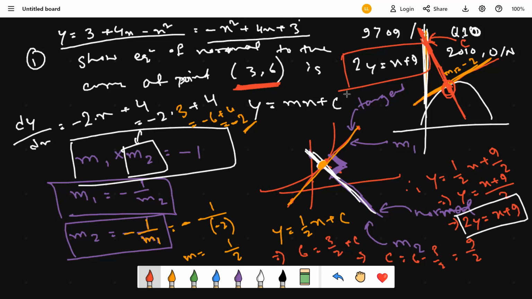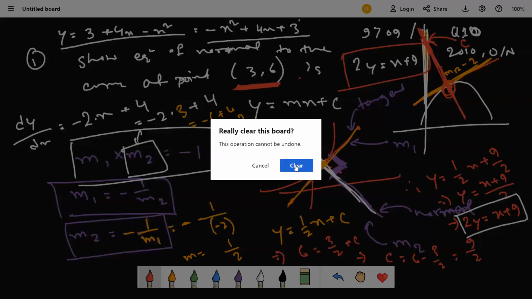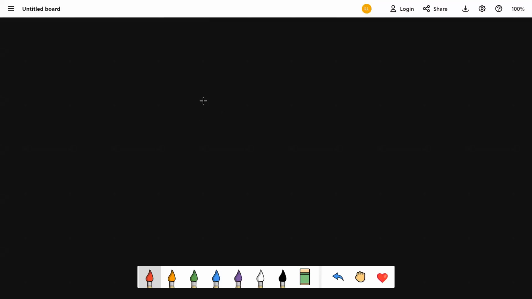Moving on to our next question, the second part of this question. Let's clear the board. They have asked that, given that the normal meets the coordinate axes at points A and B, find the coordinates of the midpoint of A and B.